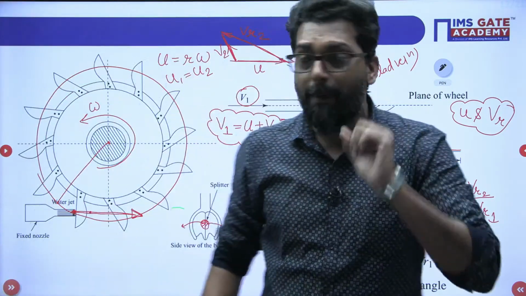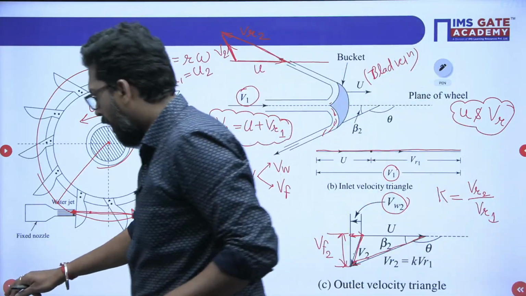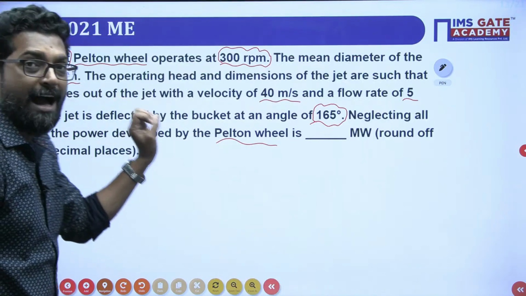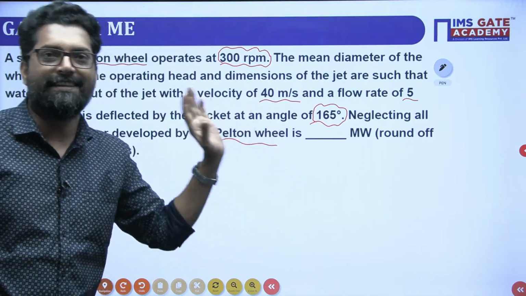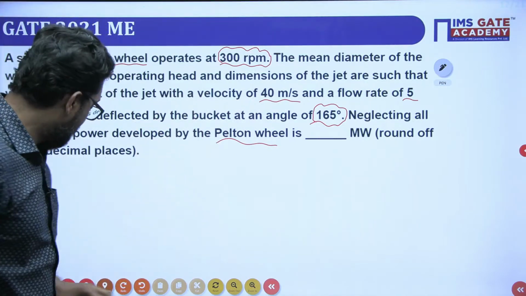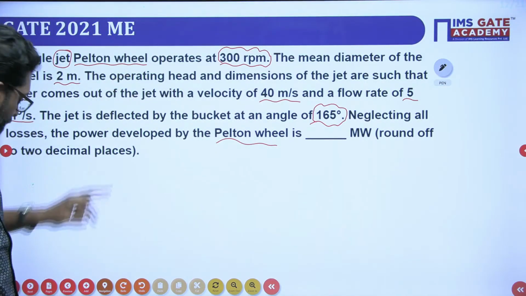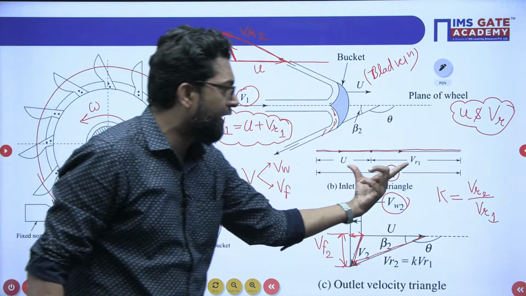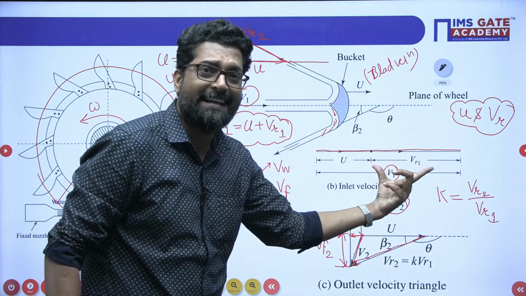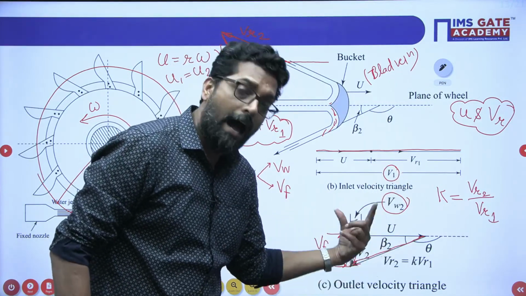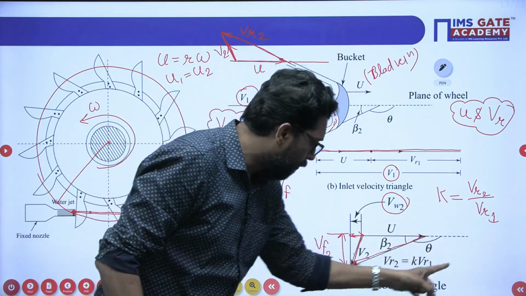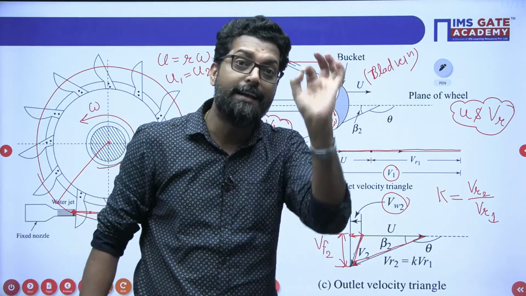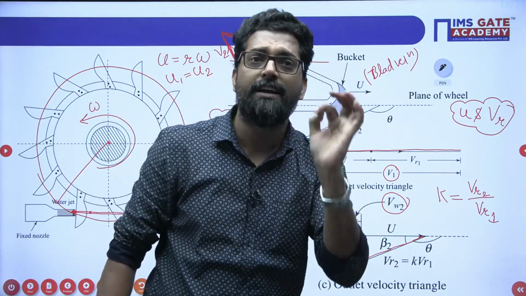Now, if you solve this problem, we have to design an inlet and exit velocity triangle. The inlet velocity triangle is fixed. Why? Because it is in a straight line. But the exit may be changed. Under which condition will the exit velocity change? We have to discuss this in detail, because there is a huge mistake in the student community.